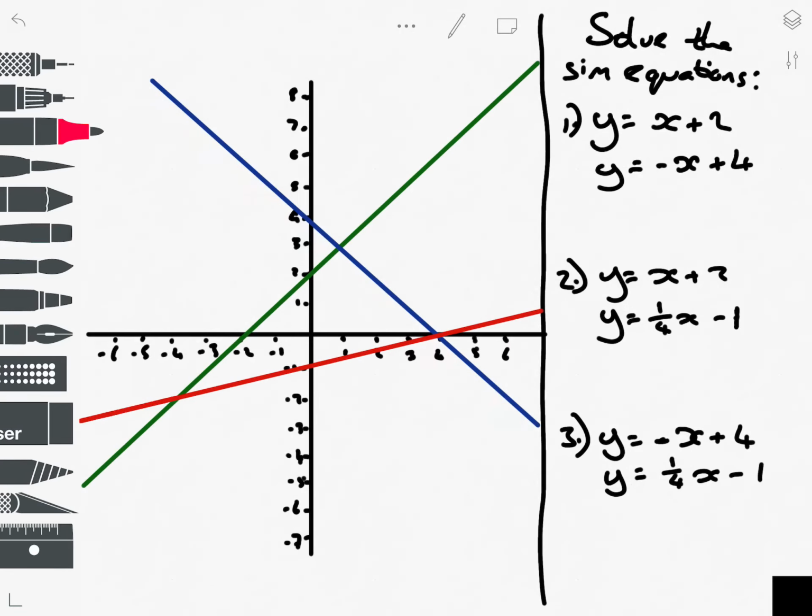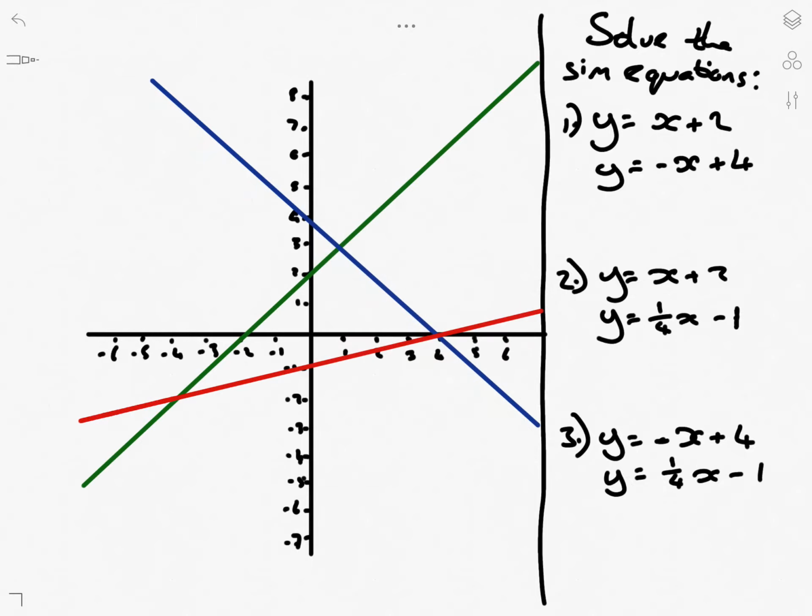This is the sort of question you might get asked. Let's see if we can follow along and make sure you can do it. So it says solve the sim equations. That's just short for simultaneous because I couldn't fit it in. And then it gives you 3 questions with some different equations in. And you can see we've already got 3 equations drawn on the graph.